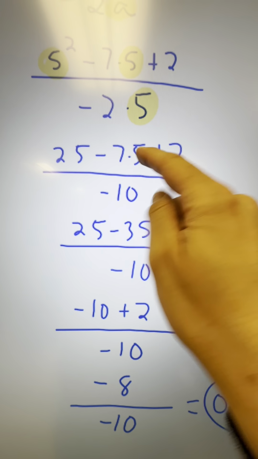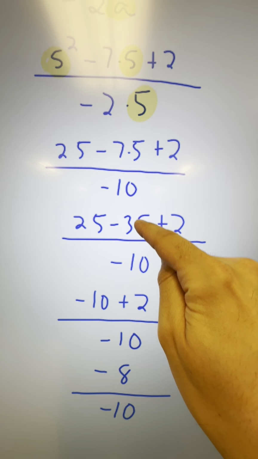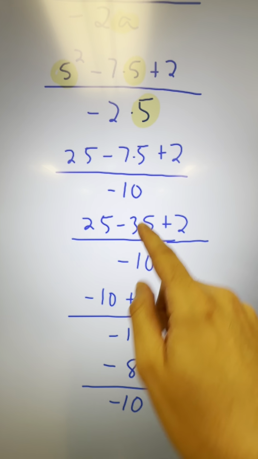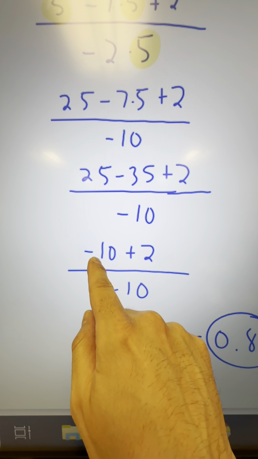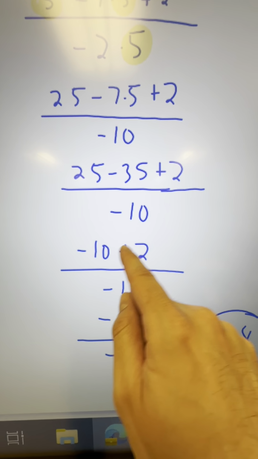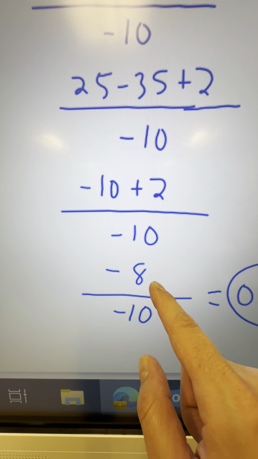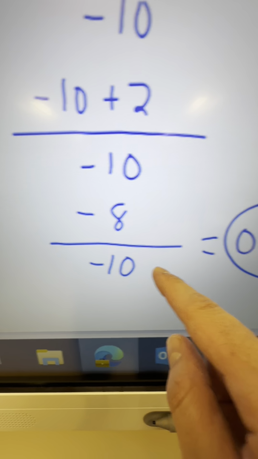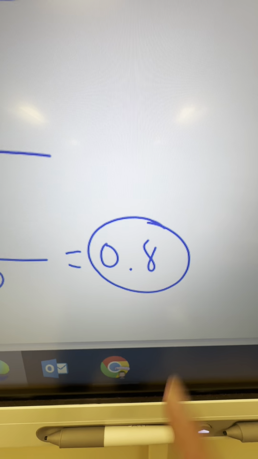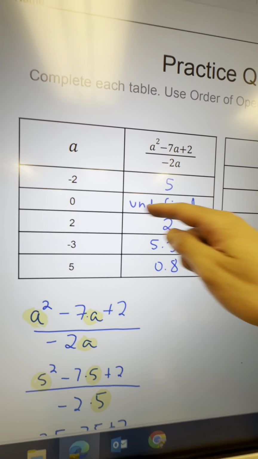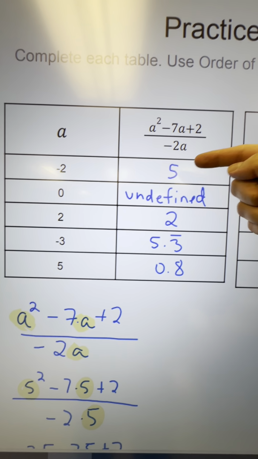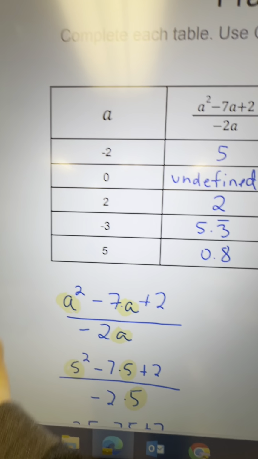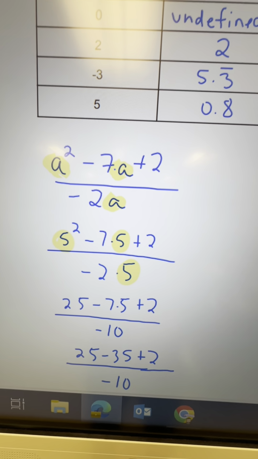And now next, you can see I multiplied in the next step because you multiply first before adding and subtracting. Next step, subtract these two. We get negative 10 plus 2. Negative 10 plus 2 is negative 8. And then when you divide this out in the very end, you're going to get 0.8, positive 0.8. So now you can see here, I evaluated all the numbers in the table, and these are all the answers that I got. And of course, make sure you show your work to support your answers.